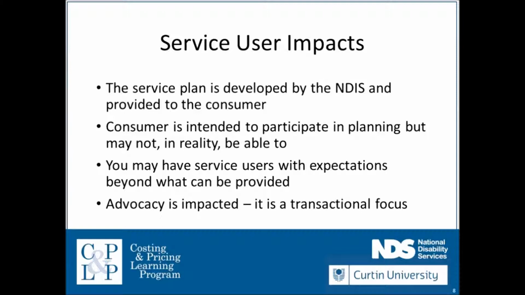The transactional focus really means that the NDIS is interested in each service and making sure that that service is provided and then paid for. Of course, from a disability service organisation perspective, often you have a long-term relationship with the clients and you look after all of their needs, or at least have a holistic view of their life, not just their service needs as well. So I think that's an important aspect as well, that service user impacts might include that they find a disjointed service as a result of the way the services are funded within organisations.